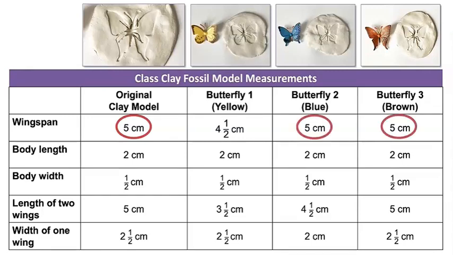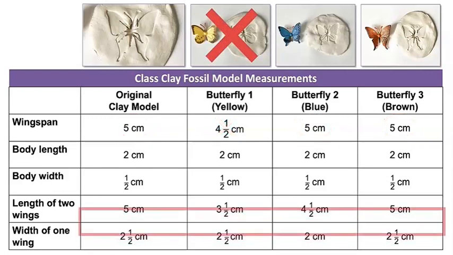Yes, butterfly 2 and butterfly 3 have the same wingspan. Butterfly 1, however, has a different wingspan. Since butterfly 1 has a different measurement, can it have been the one that I used to make the original fossil model? Nope. We can eliminate that one.